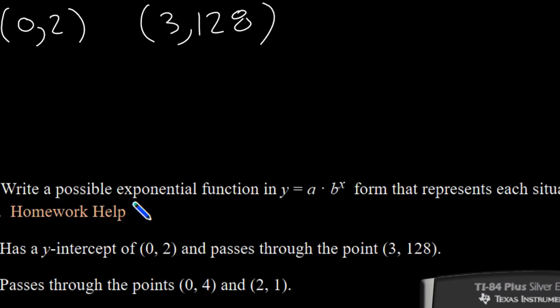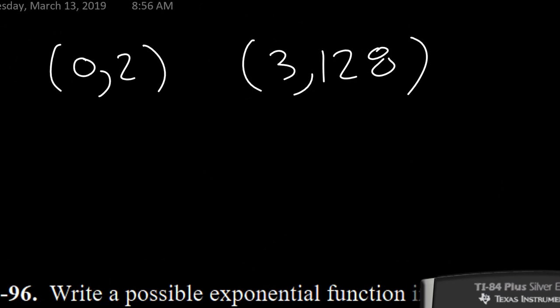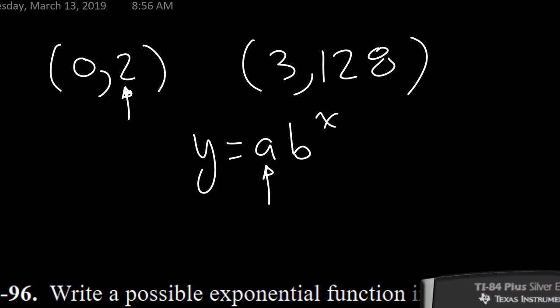So let's consider this. With that information, I know one thing: this is the 0th term. If this exponential function was a geometric sequence, that would be the 0th term. And I know that we're looking for something in the form y equals a times b to the x. Well, the 0th term gets located here.